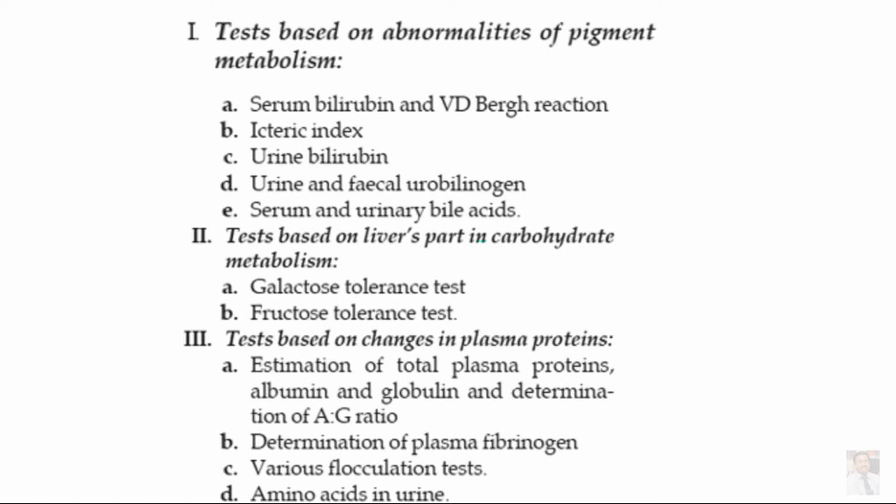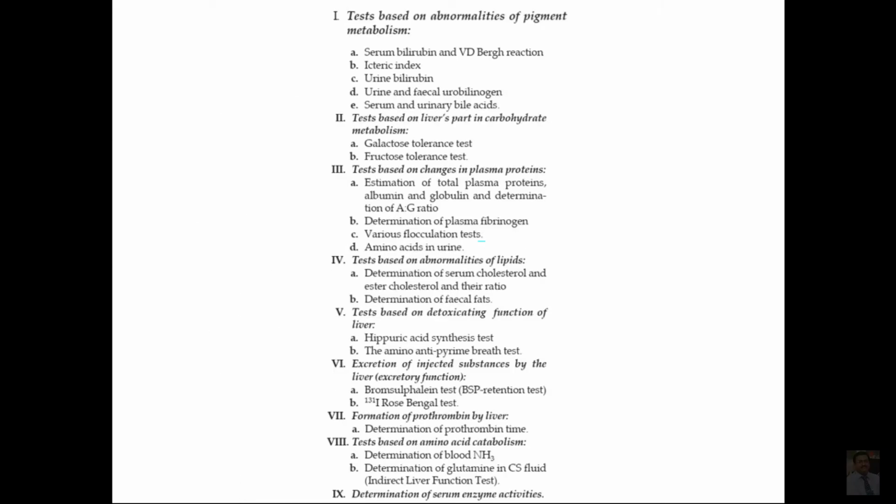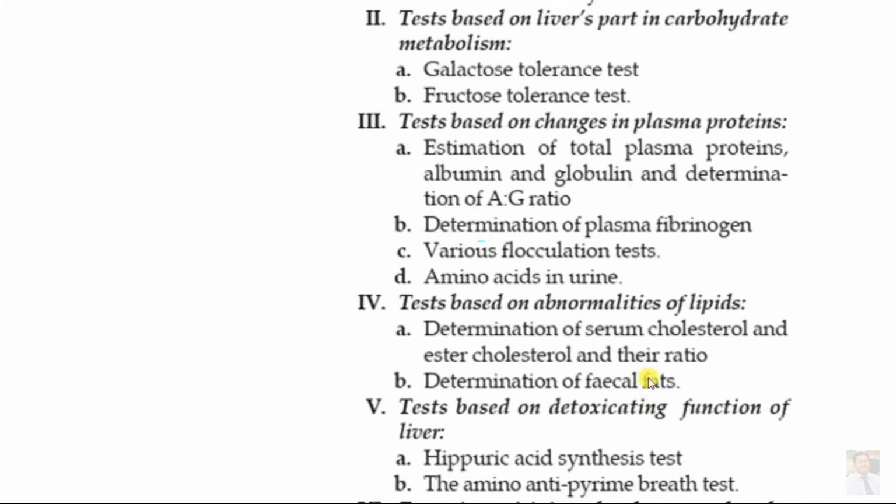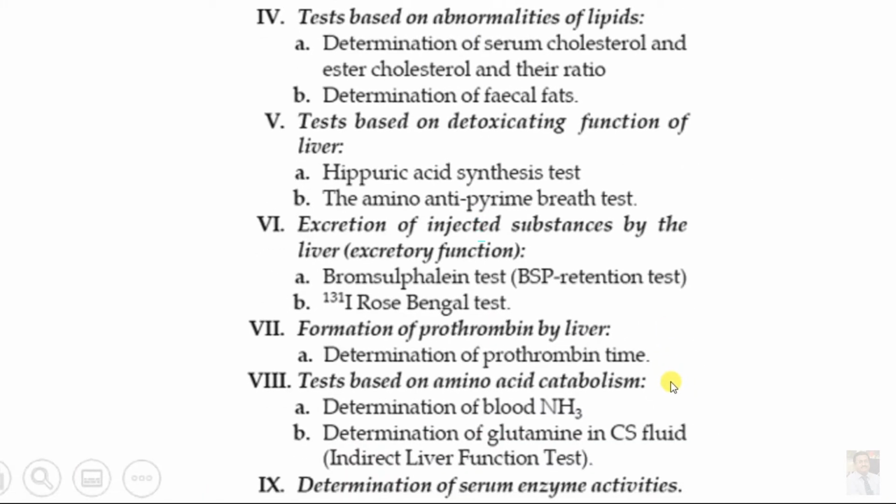And the next one is tests based on abnormalities of lipids. That is the fourth one. Lipid metabolism is also handled by the liver, and the main thing is cholesterol. The determination of serum cholesterol and ester cholesterol and the ratio. Ester cholesterol means cholesterol ester. The cholesterol ester ratio is very important, and based on that we can identify whether the physiological condition of the liver is normal or abnormal.